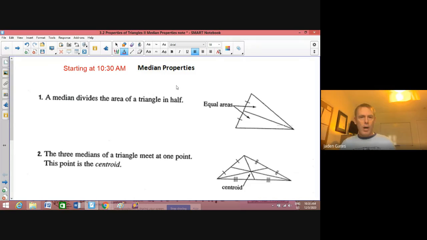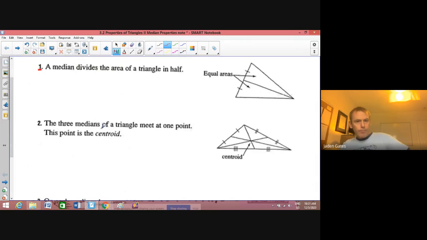All right, so we're back into median properties. And so here we go, some median properties. All right, and so again, here's the first one. This is something a little bit new. A median divides the area of a triangle in half. All right, so these are equal areas over here. So that's our first property. All right, that's gonna come into play here in several different ways.